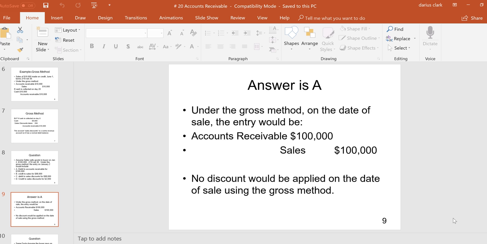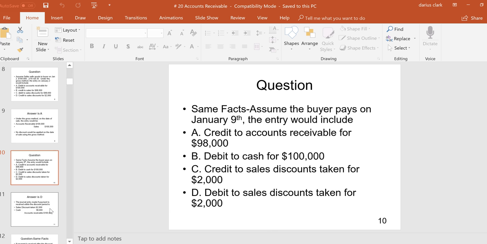No discount will be applied on the date of sale because if you're using the gross method, you're suggesting that they're not going to take advantage of the discount. And now on slide 10, like I said, there's a lot of what ifs now. What if they pay on January 9th? That's within the 10-day discount period.